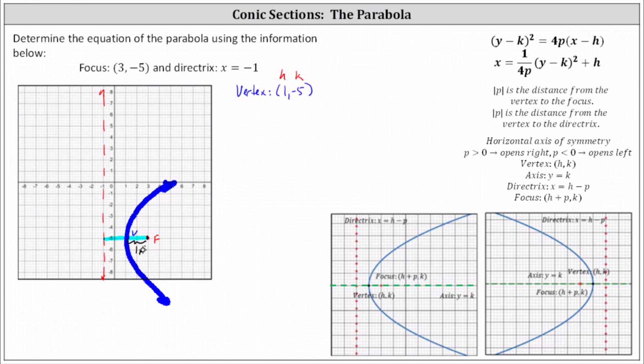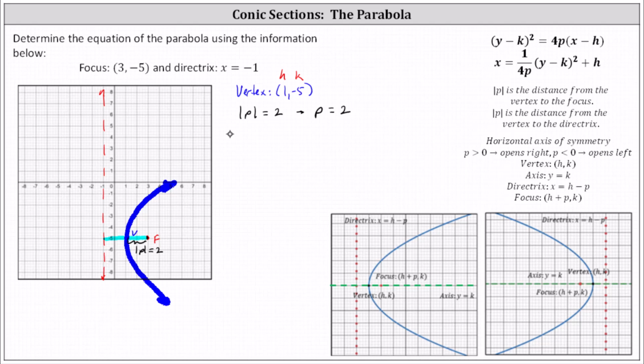Notice the absolute value of p equals 2. And because the parabola opens to the right in the direction of the positive x-axis, p is positive 2. Recall, if the parabola opened to the left, p would be -2. This is all the information we need to write the equation.